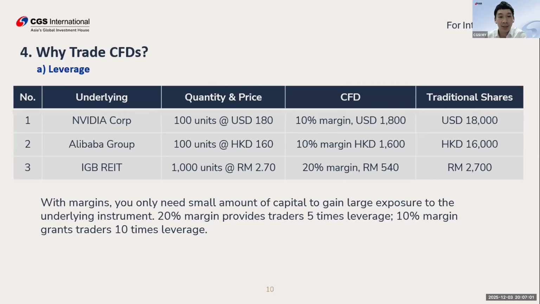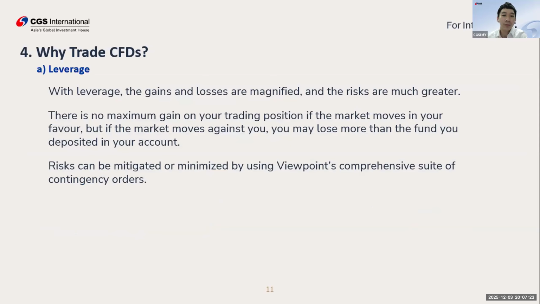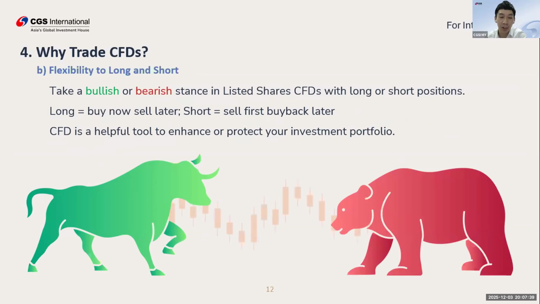Another example would be Alibaba Group CFD. Let's say you want to buy 100 units at 160 Hong Kong dollars, you need 10%, which is 1,600, to hold a position of 16,000 as compared to traditional shares. So with margin, you only need a small amount of capital to gain a large exposure. However, leverage is a double-edged sword where gains and losses are magnified. While the return can be great, the risk can also be much greater.